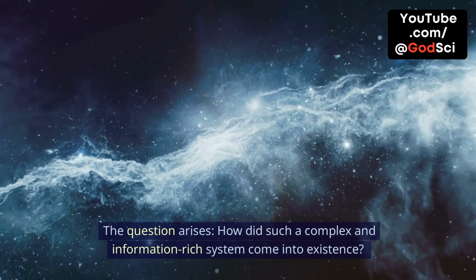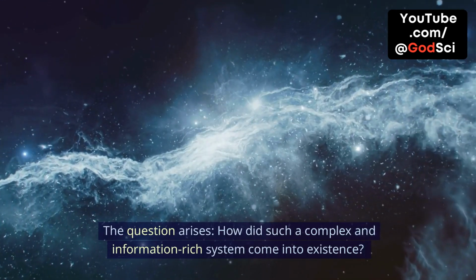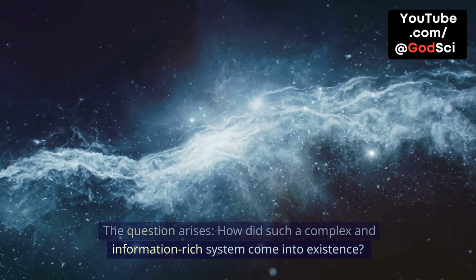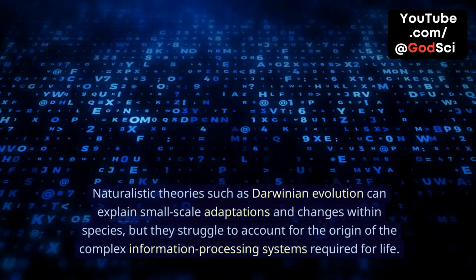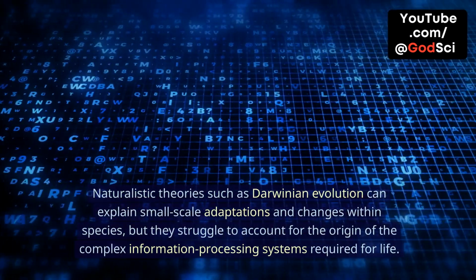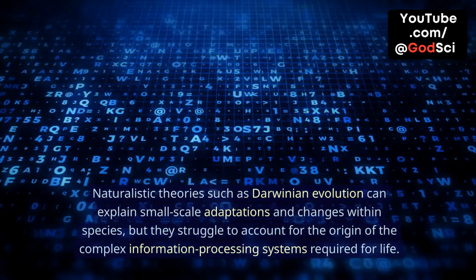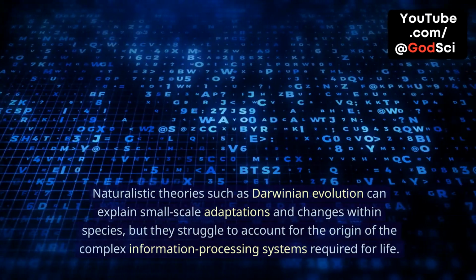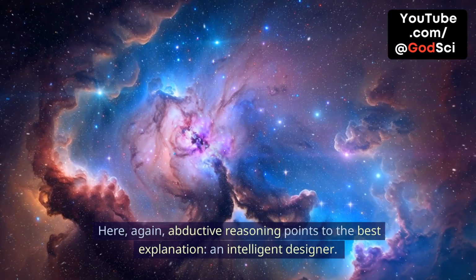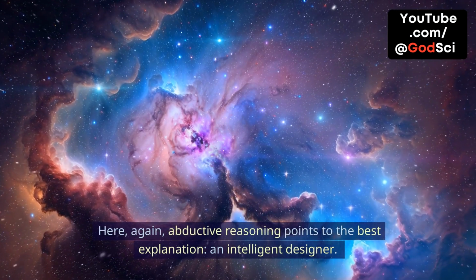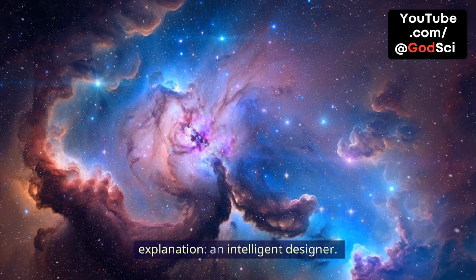The question arises, how did such a complex and information-rich system come into existence? Naturalistic theories such as Darwinian evolution can explain small-scale adaptations and changes within species, but they struggle to account for the origin of the complex information processing systems required for life. Here, again, abductive reasoning points to the best explanation, an intelligent designer.